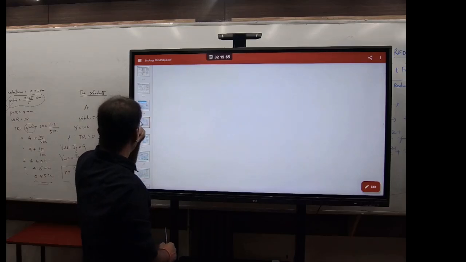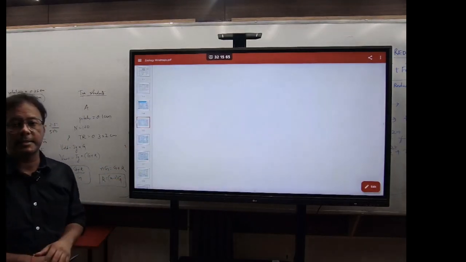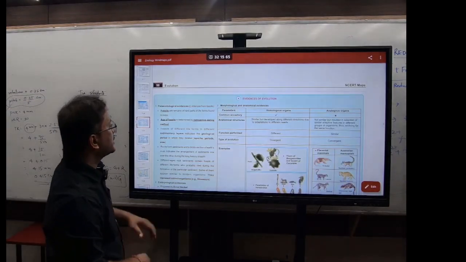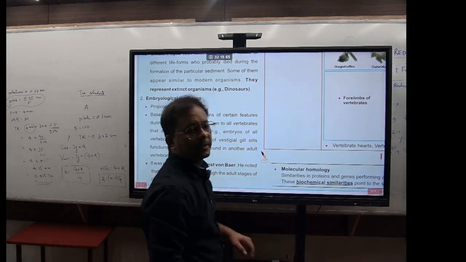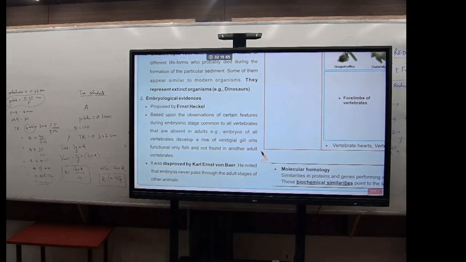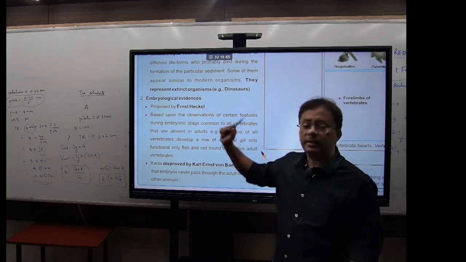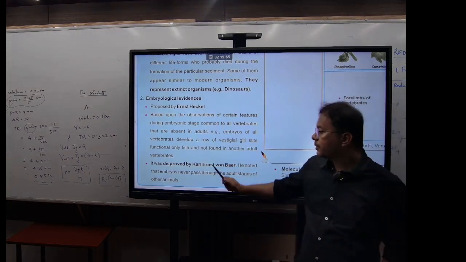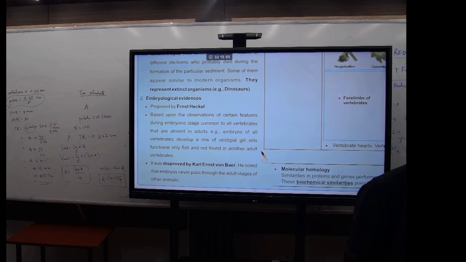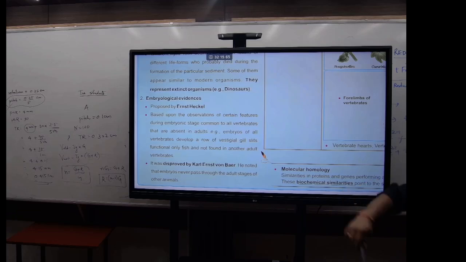Okay, so that is about the fossils. The second evidence is embryological evidences proposed by, this is very important, these two scientists' names are important. Embryological evidences were proposed by Ernst Haeckel, which was disproved by Carl Ernst von Baer. So what Haeckel said, you see guys.